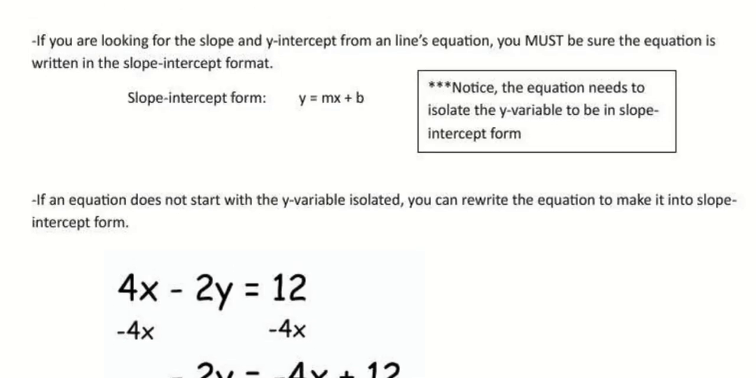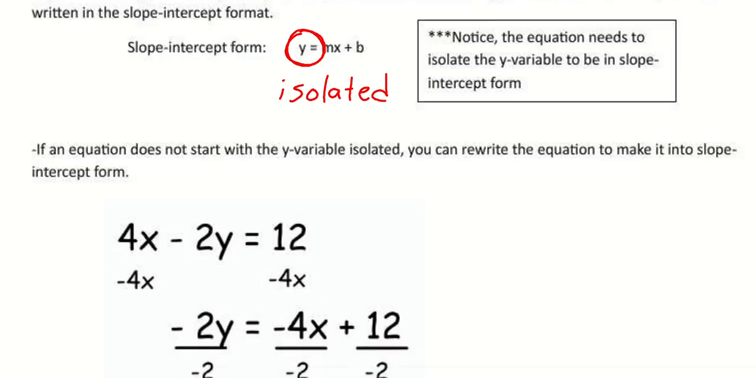All right, flip over to page 3. A few things to wrap up. All right, this is kind of a big one. If you are looking for the slope and the y-intercept, there is one thing that has to happen in the equation, and that is that the y variable has to be completely isolated. It's got to be completely isolated. So if you do not have y by itself, there is no way you're getting the slope or the y-intercept. So that means you may need to do some shuffling.